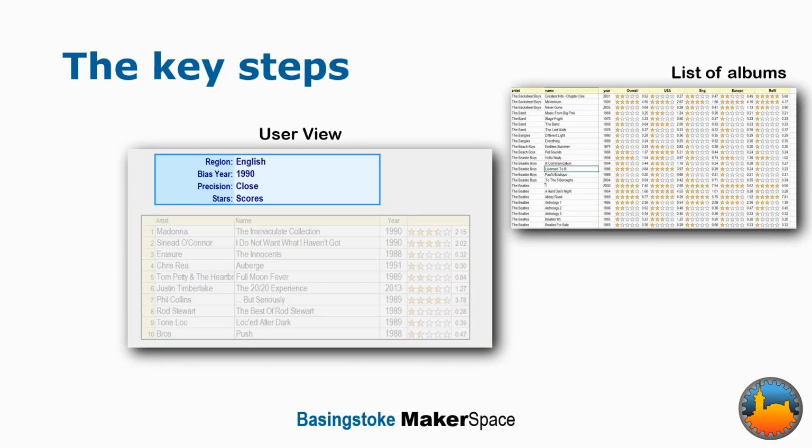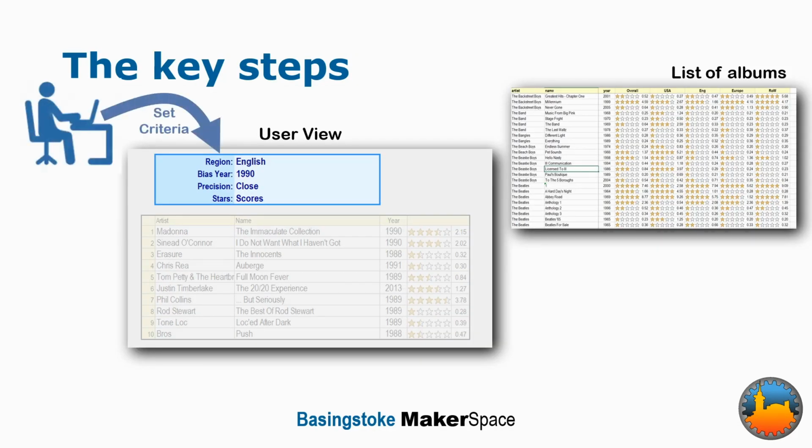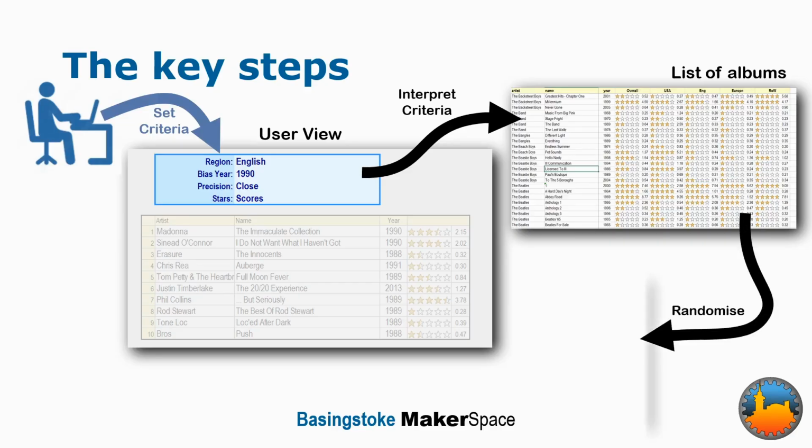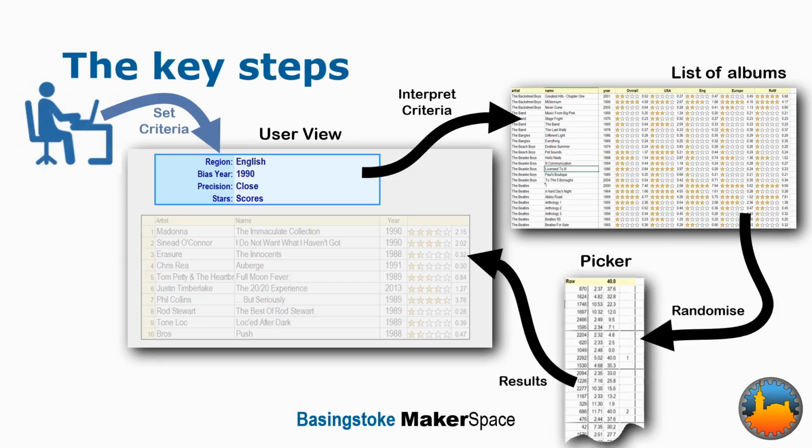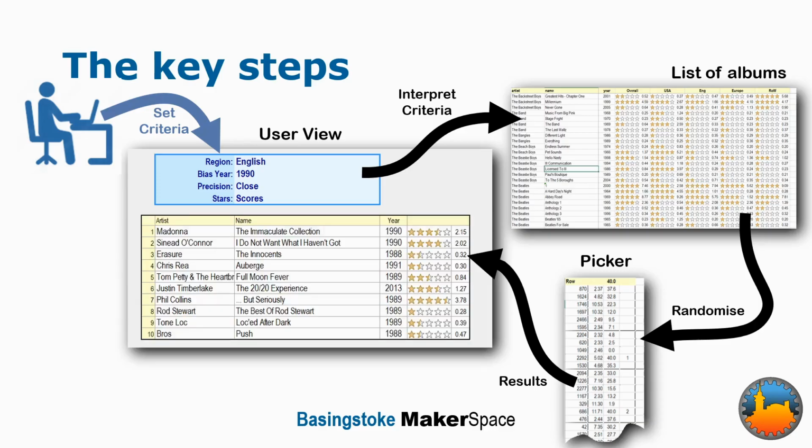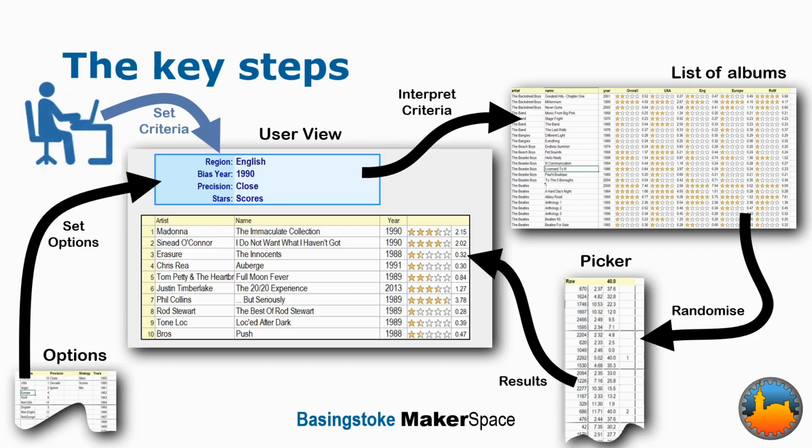The user picks the values they want in the blue boxes. These are interpreted in the big data set. The albums are shuffled into a random order and a selection is made based on the criteria. Finally, the 10 albums selected are displayed back to the user. There is also some reference data used to populate the drop-down lists.